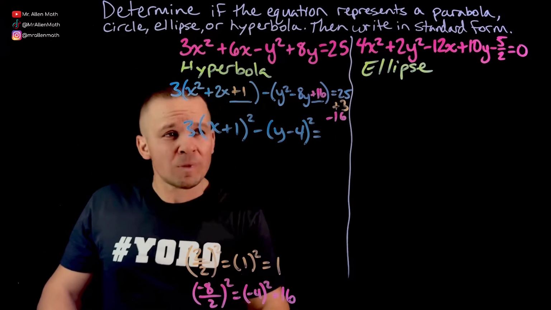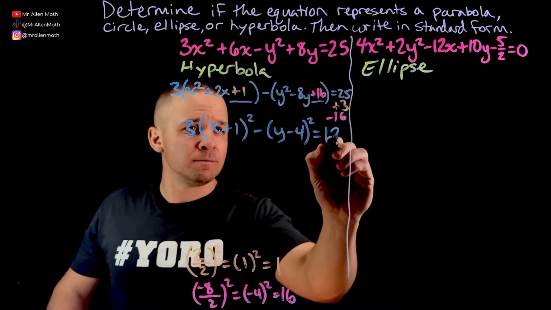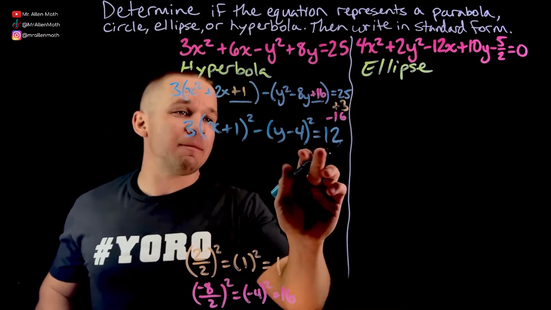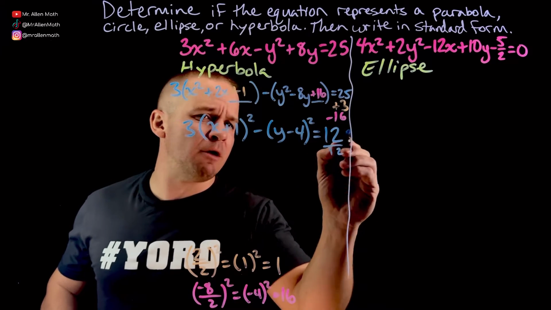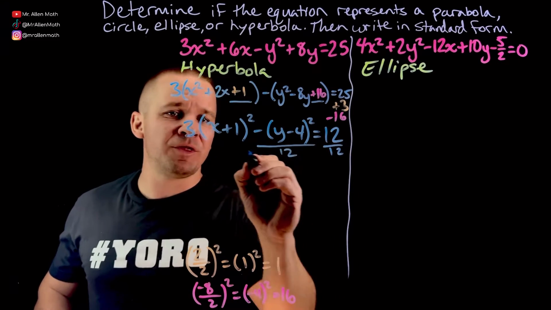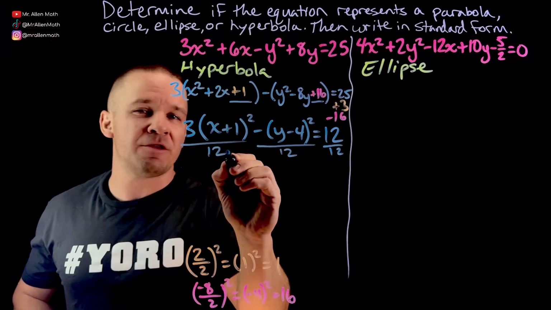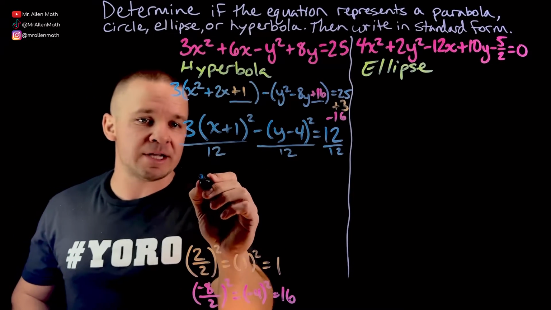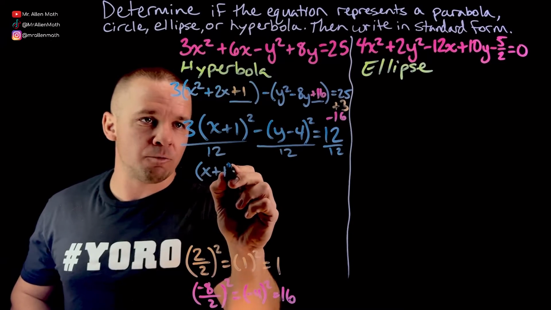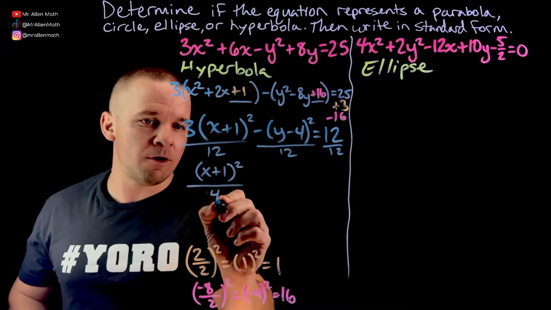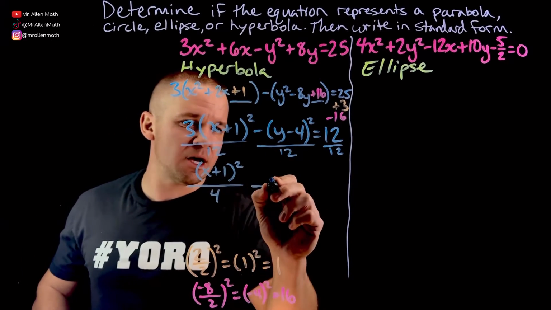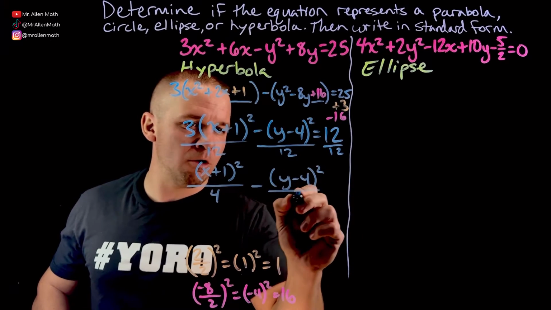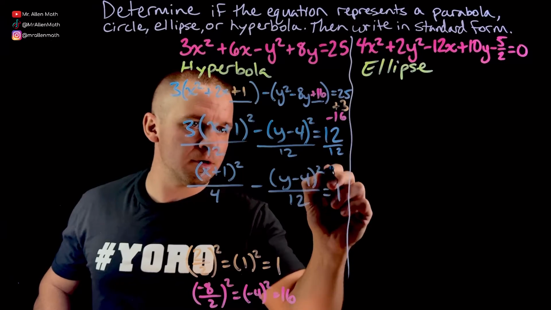28 minus 16 is 12. Cool. Now, we're not quite to our hyperbola form, right? It's got to be equal to 1, so we're going to divide everything by 12. No matter what that is, everything gets divided by it, and then you just have to deal with it. So 3 over 12 actually reduces nicely. We're going to have x plus 1 quantity squared over 4, and over here, y minus 4 quantity squared over 12 all equals 1.